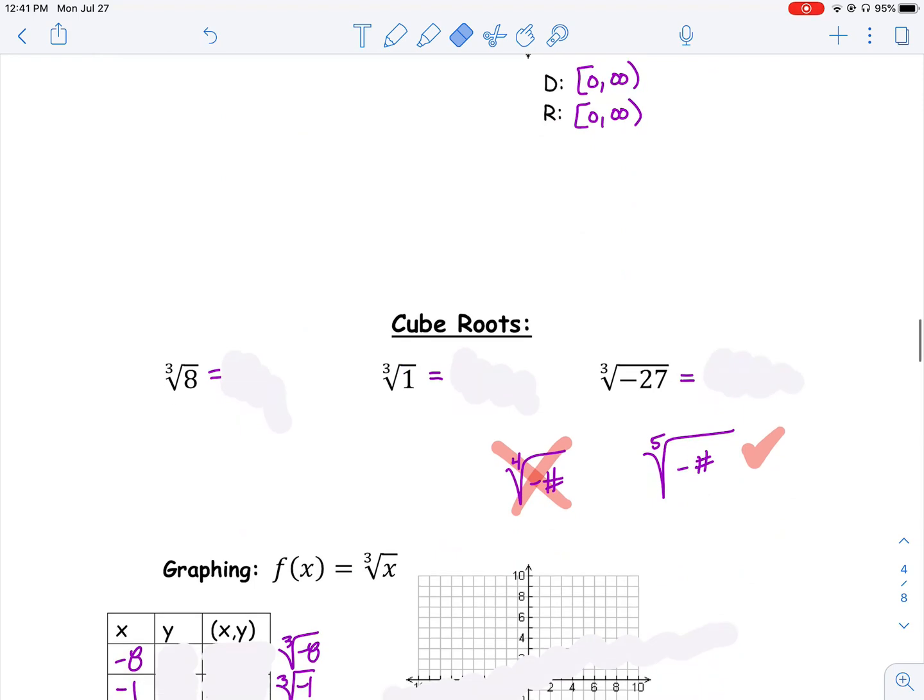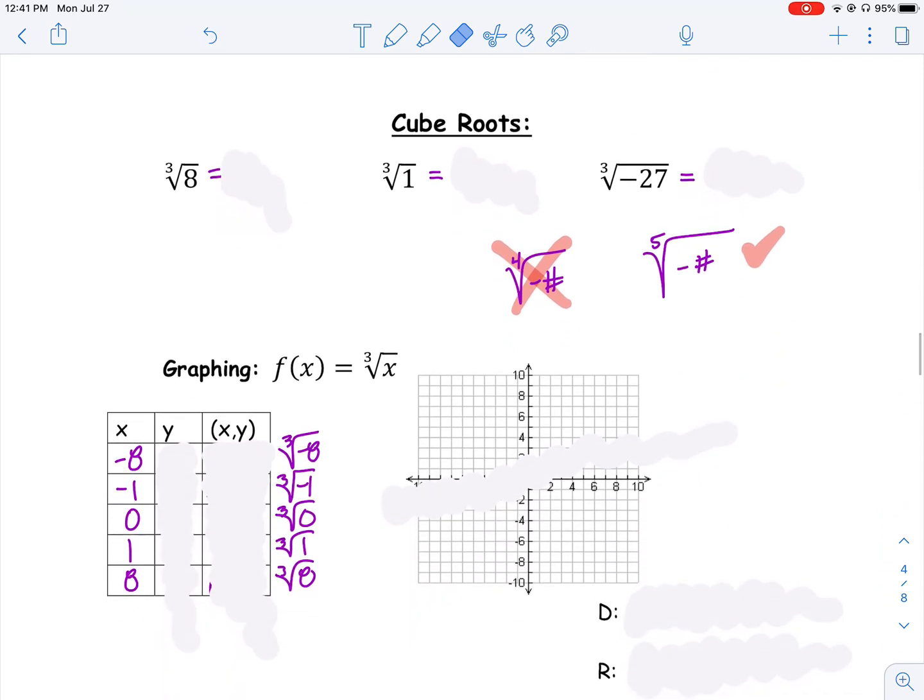All right, what about this cube root? I haven't quite talked about those, but a cube root, kind of like a square root, means what number, the same number, multiplied 3 times now to give us the radicand, or the number inside. So what times what times what gives me the number 8?